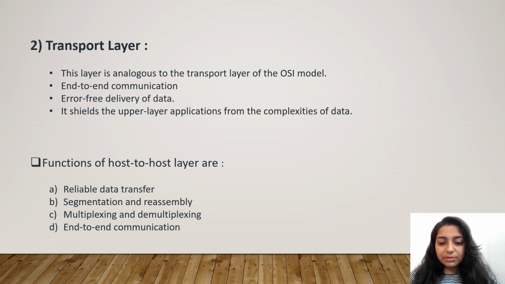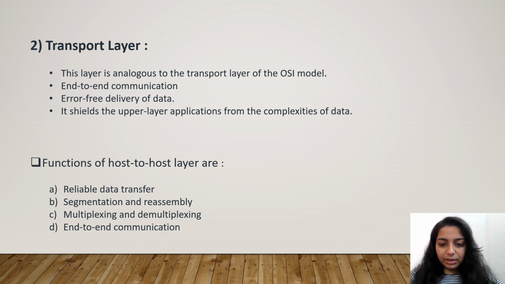Next is segmentation and assembly. What does this mean? The transport layer is responsible for breaking up large blocks of data into smaller segments that are transmitted over the network. Next is reassembly. Reassembly happens on the receiver's transport layer. How does it happen? On the sender's end, a block of data is divided into segments. There, the segments are joined together again into the same block of data.